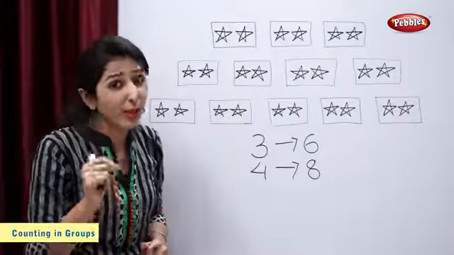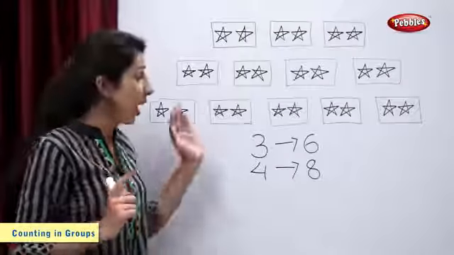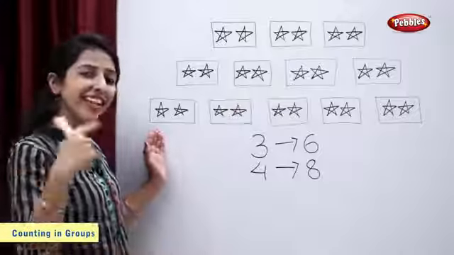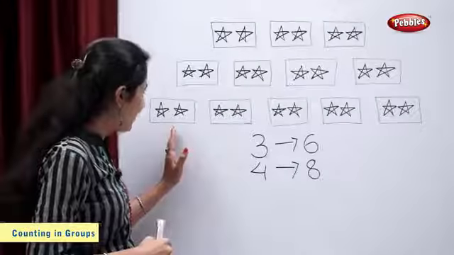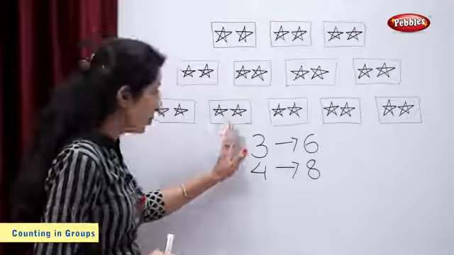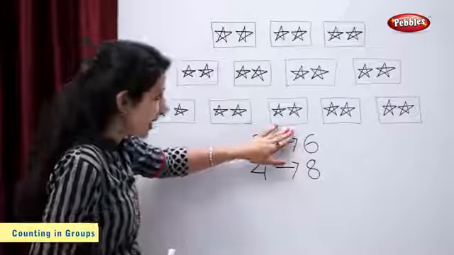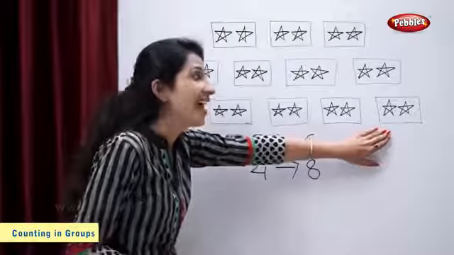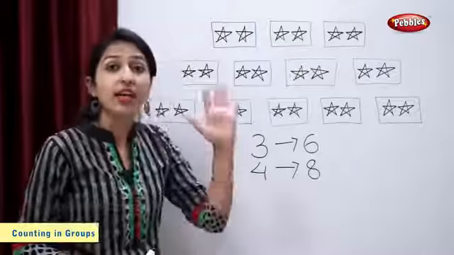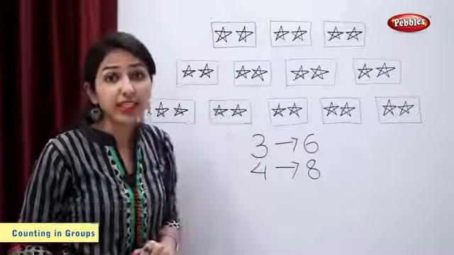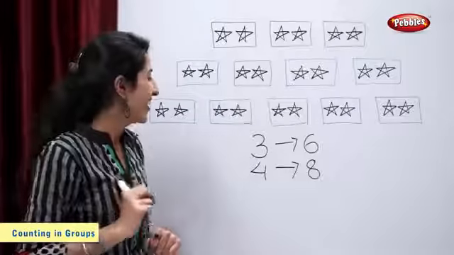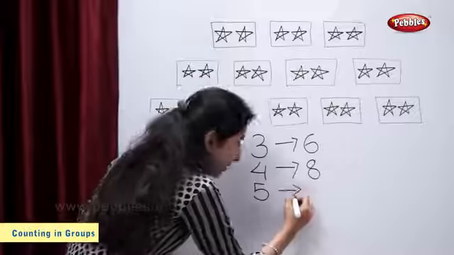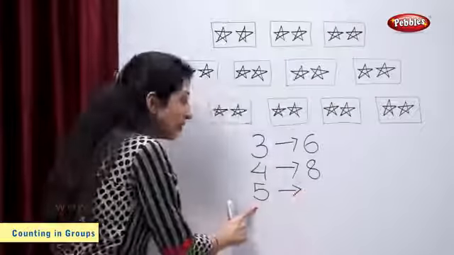Students, now you count and tell me, how many pairs are there in the third row? Let us count. 1, 2, 3, 4 and 5. So there are 5 pairs containing 2 stars each. 5 pairs of 2 stars each.